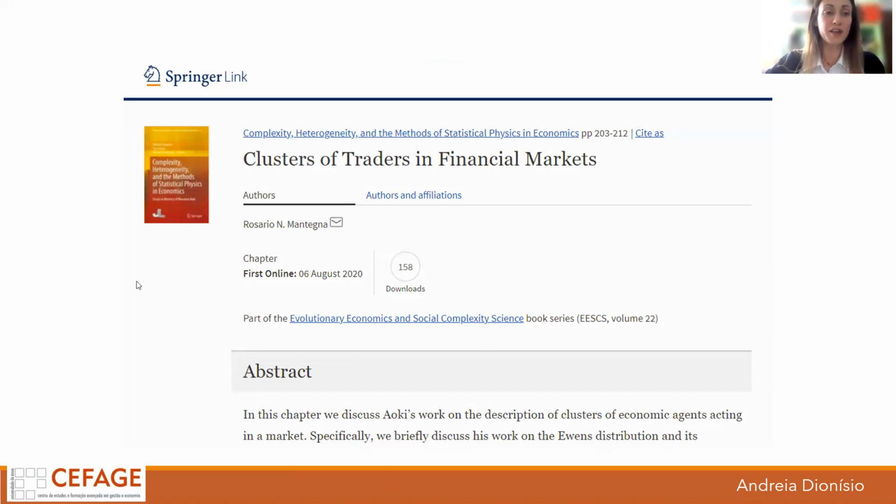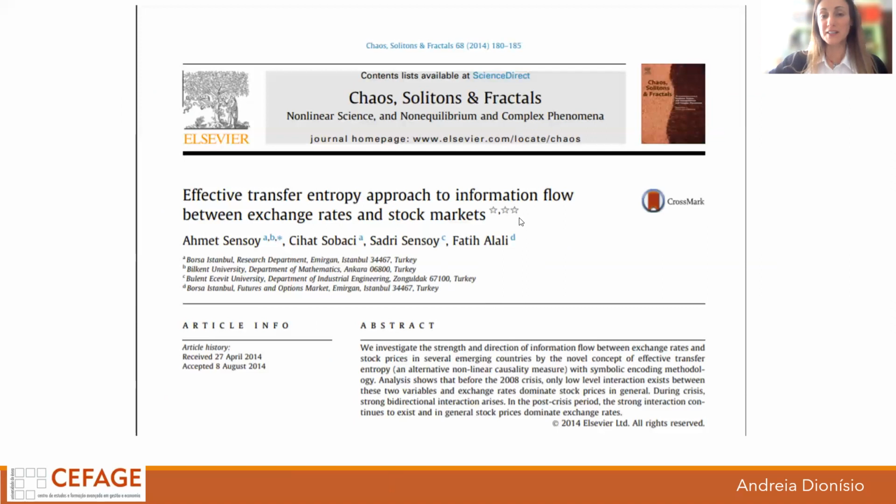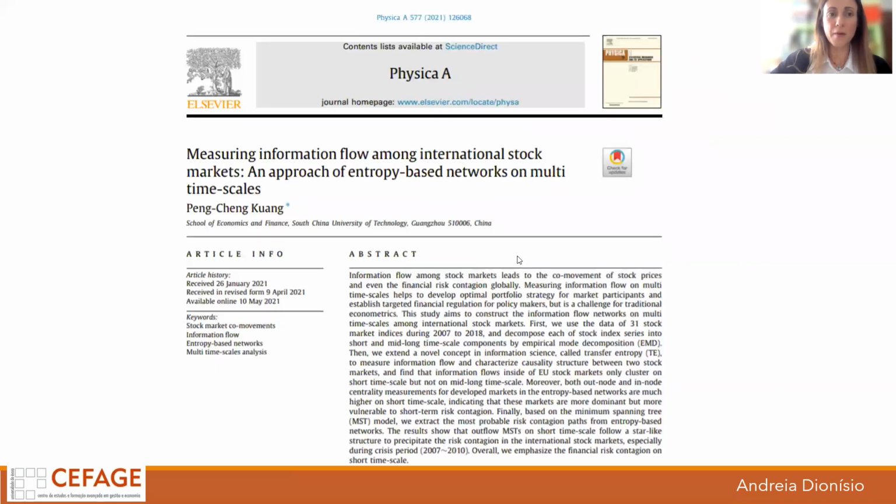I just bring here, so there are several papers that try to study complexity. Here we have clusters of traders in financial markets. This is a very interesting paper from last year. Also, power law distributions are very studied in this kind of study. This is a very interesting paper in the journal Chaos, Solitons and Fractals. Chaos theory is also an approach that is very explored in econophysics. And I believe this is a very interesting paper.